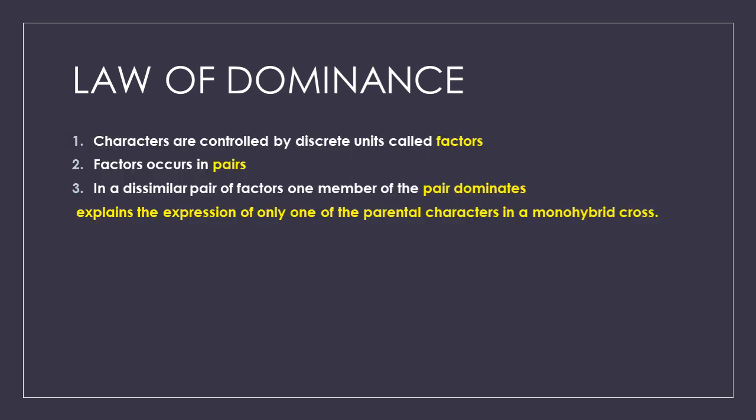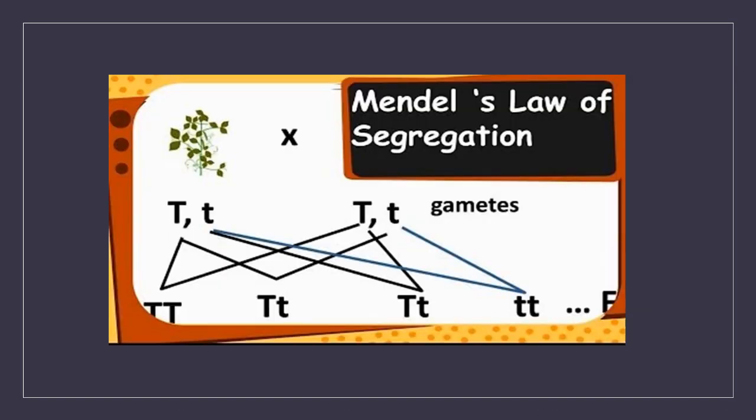What is the law of dominance? These are the three postulates: first, characters are controlled by discrete units called factors, that is genes, and second, they occur in pairs. Third, in a dissimilar pair of factors, over here dissimilar pair of factors means the heterozygous condition, one member of the pair dominates and explains the expression of only one of the parental characters. Over here it is explaining the capital T and the small t.